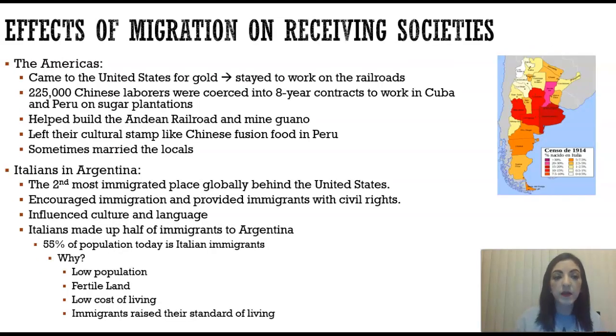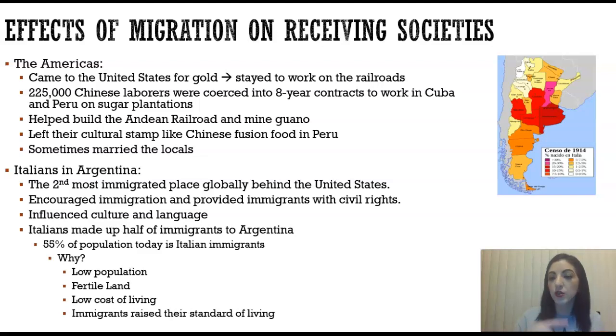In the Americas, many people came to the U.S. for gold. There was a gold rush here also, but there's not a whole lot of gold, so only a few lucky people were able to discover gold. The rest of them stayed to work on the railroads. You had about 225,000 Chinese laborers that were forced into 8-year contracts to work in Cuba and Peru on sugar plantations. Many of them stayed to help build the Andean railroads and mine guano.